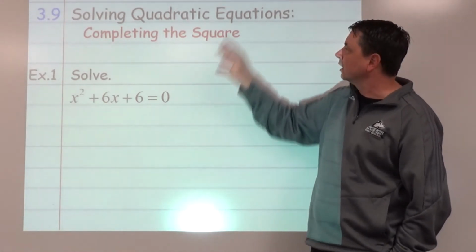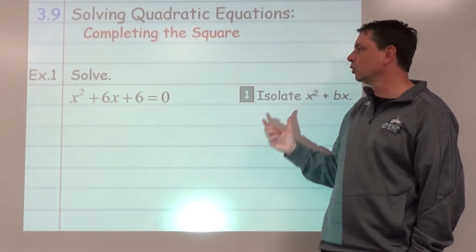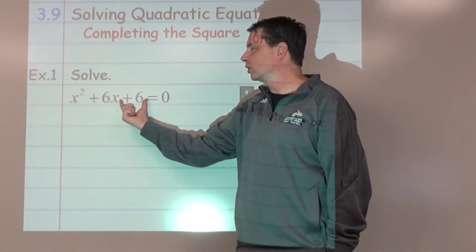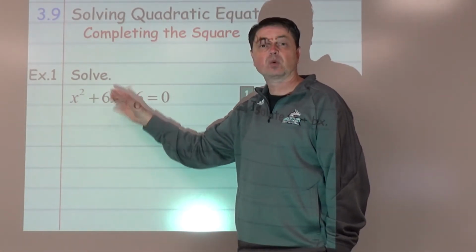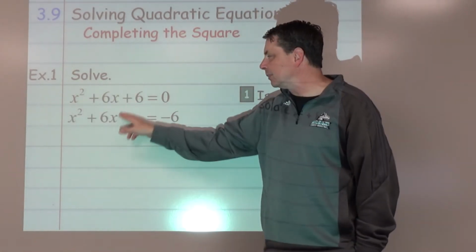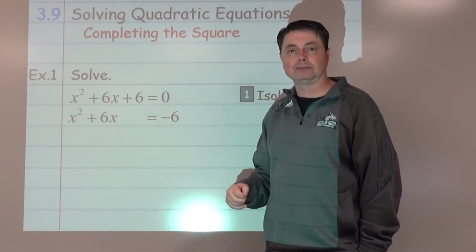So now that that's done, how do we solve by completing the square? Step number 1. We want to get the x squared plus bx by itself, so we want to get rid of the plus 6. We're going to go minus 6 on both sides. Notice I'm leaving a gap here because I'm going to fill that in with the work that we did yesterday.